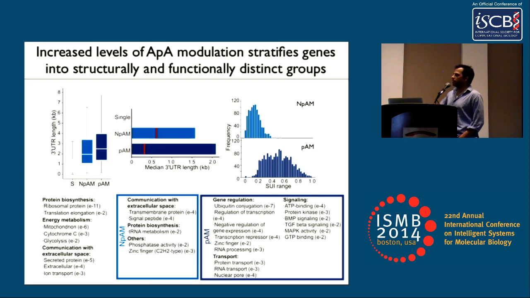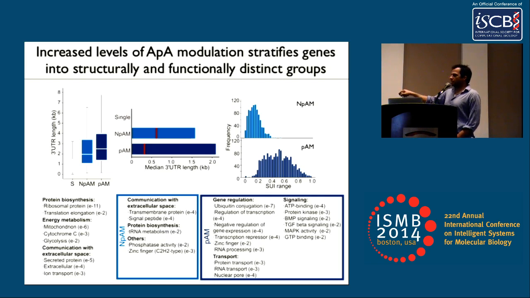So the first thing I want to point out is that when you look at single isoform genes, NPAM genes, or PAM genes, so when we look at genes that have increasing levels of regulation or modulation by APA, these genes are both structurally and functionally distinct, right? So in terms of structure, the 3' UTRs get longer and longer with increased evidence of APA regulation. The genes that are multi-isoform and are in our PAM class, so they exhibit regulation by APA, whereas these don't, these genes have, on average, a proximal cleavage site that is a lot shorter or closer to the coding region than these multi-isoform genes, which don't appear to be regulated by APA.